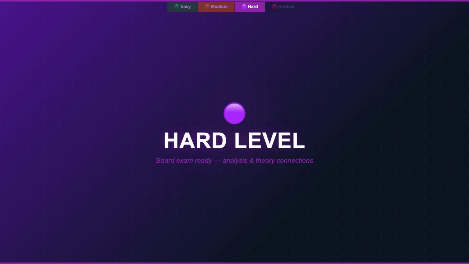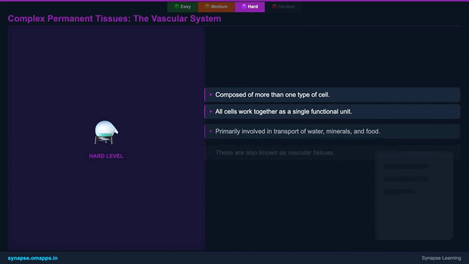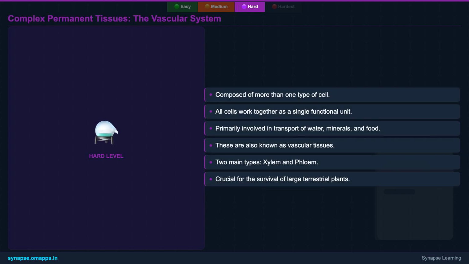Ready to unravel the complex internal workings of plants? Let's step up to the hard level and explore the intricate transport systems. Permanent tissues display a remarkable functional dichotomy. On one hand, we have the simple permanent tissues, which we discussed earlier: parenchyma, collenchyma, and sclerenchyma. They are uniform, made of a single cell type, and perform fundamental roles like storage, basic support, and protection.